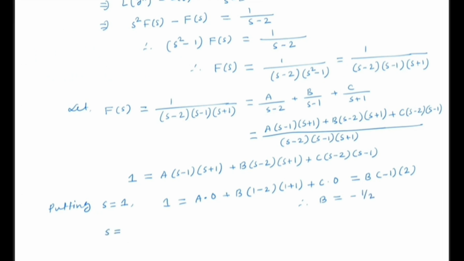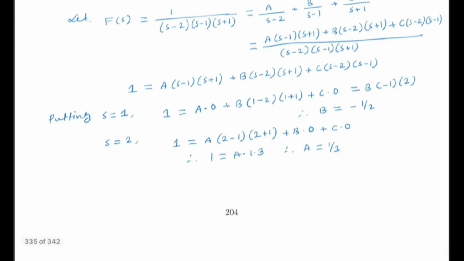Again we put s equal to 2. Then we have 1 is equal to A into (2 minus 1) into (2 plus 1), plus B into 0 because s minus 2 is there, and C into 0 similarly. So we have 1 equal to A into 1 into 3. So A is 1 by 3.